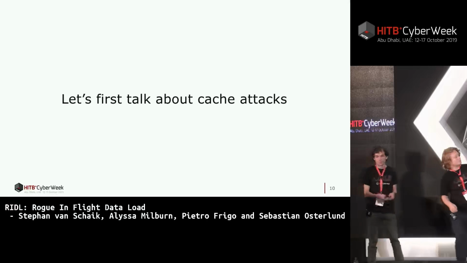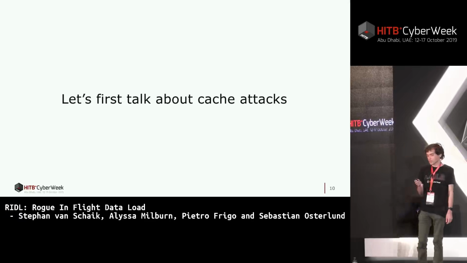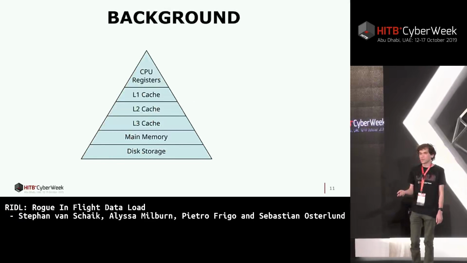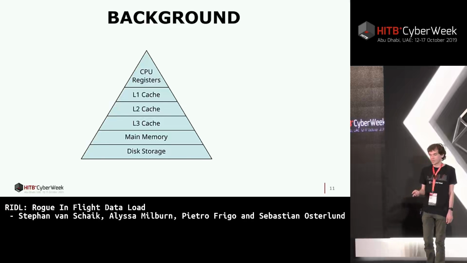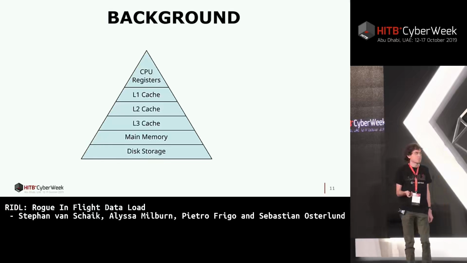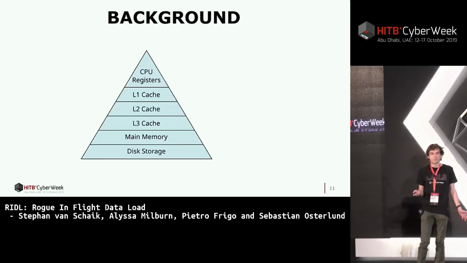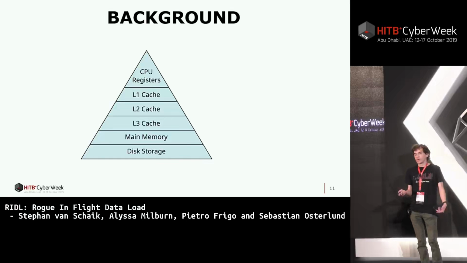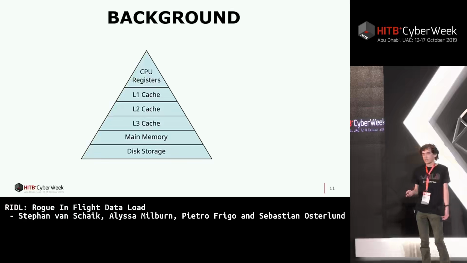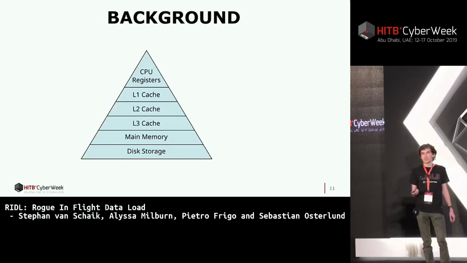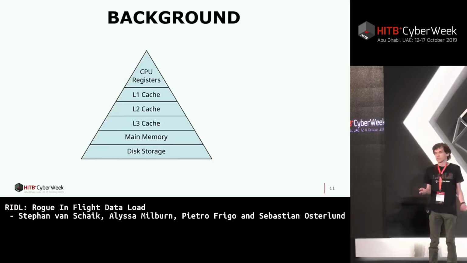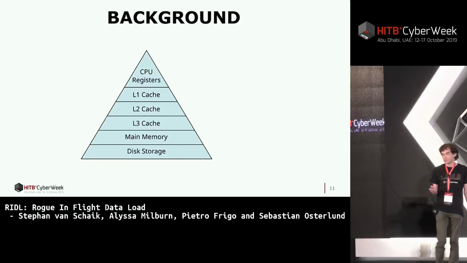So let's first talk a bit about cache attacks, just to give you a little bit of background. What used to be the case is that in the past we just had CPU registers, main memory and disk storage. And what we found out over the years, like 20, 30 years, is that the CPU is progressing at a very fast rate. It's gaining clock speeds very quickly, while main memory and disk storage are lagging behind. One of the solutions to this is to put smaller memory in between the CPU registers and main memory, which is smaller, but also at the same time faster.